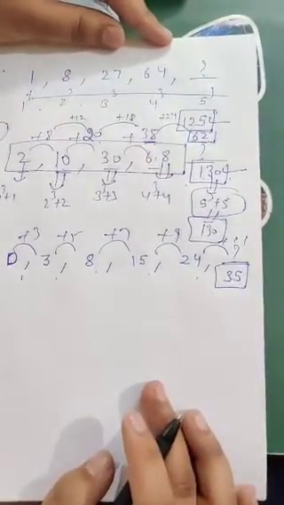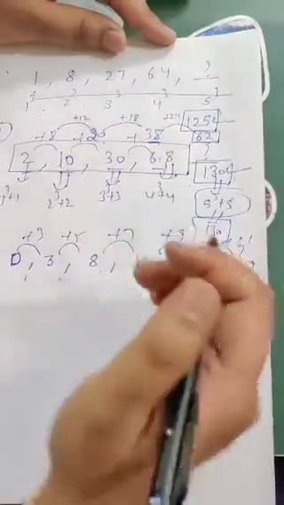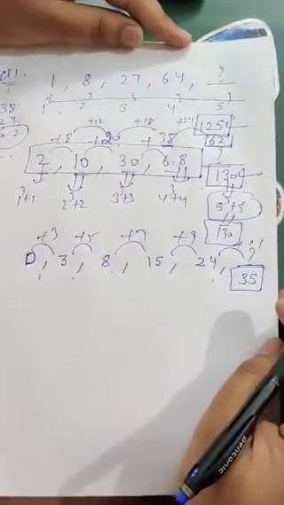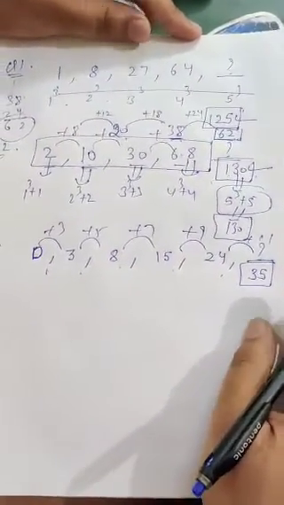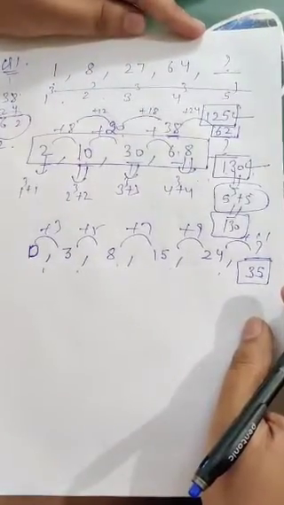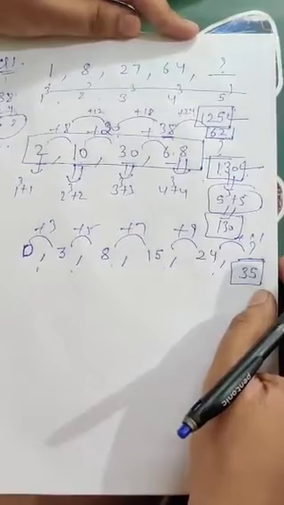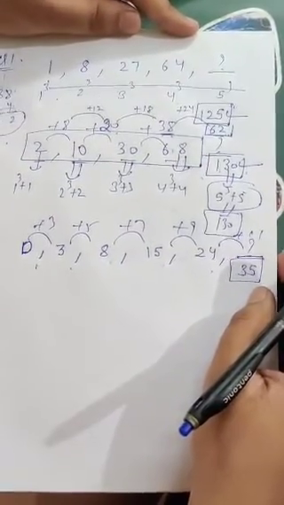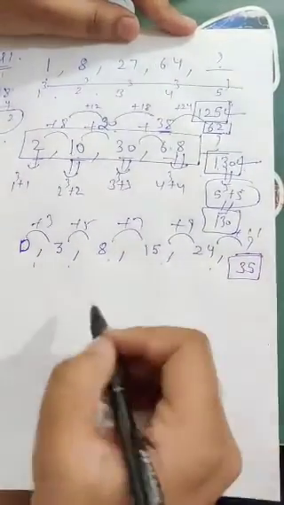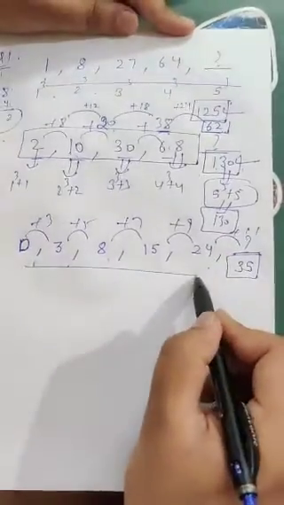And I have already told you that we can do a series by more than one method. So it all depends on you, what kind of method strikes you at that spontaneous moment. So it all basically depends on the practice. This question I can do by another method also. See one more method of doing this similar series question.